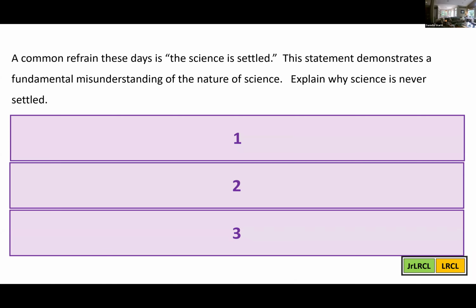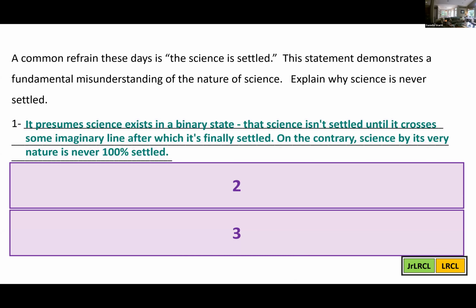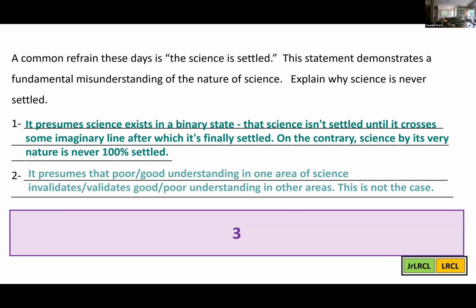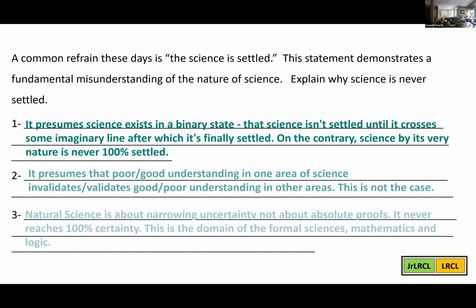Common refrain these days: science is settled. Why is science never settled? Who can give me one? What's number one? Science does not exist in a binary state, right? It's never like settled or unsettled. What's number two? This is the one that says poor understanding in one area does not negate good understanding in another area. You have varying levels of understanding of different aspects of science. And what's the third one? This is the easy one. Science is about narrowing uncertainty, not absolute proofs, right?